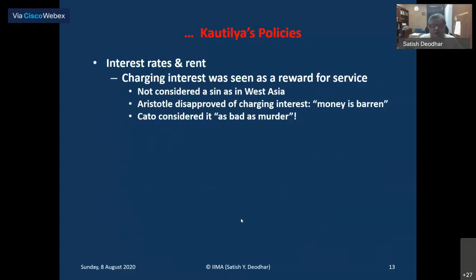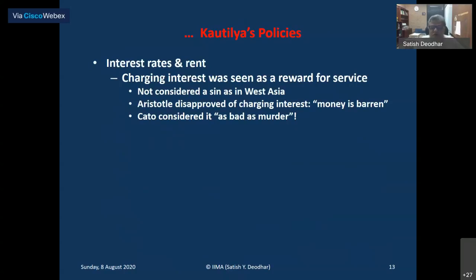Let me talk about two other interesting aspects, interest rate and rent. Now, charging interest was seen as a reward for service. What kind of service is it? Let's say I have surplus funds, I have money. Why keep it idle? Why not let somebody else use my money, invest in something, and he also offers goods and services to society. He earns profits and returns my money. But when he returns my money, he has to pay the price for using the services of my surplus funds, and that is what interest is.